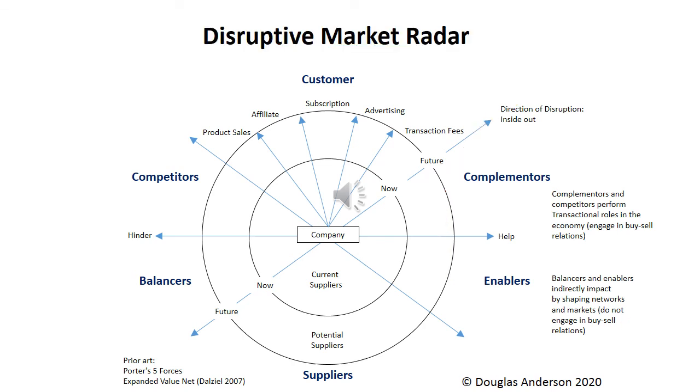And that brings us to the complete disruptive market radar, which builds on previous work of illustrating what the market looks like and how to break down a company's interaction with their marketplace, with the business ecosystem, both now and in the future.